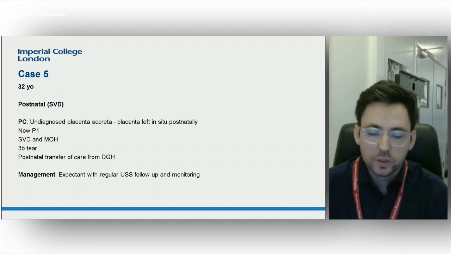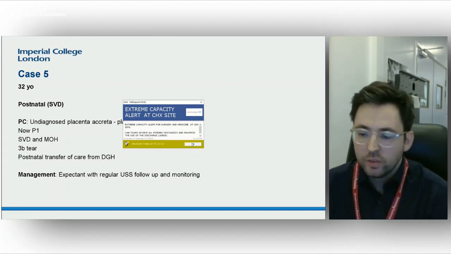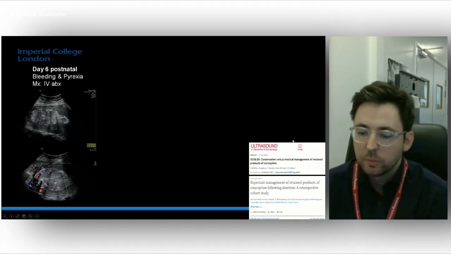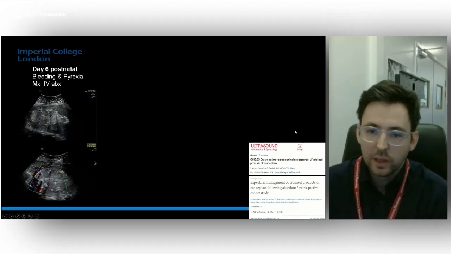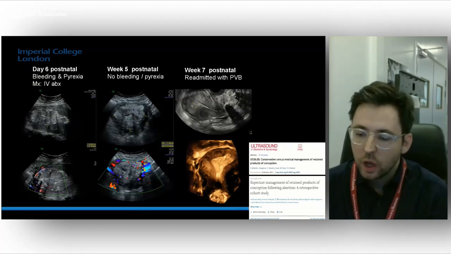Initial management was expectant with regular ultrasounds and monitoring. Within the first week, she had a fever and some bleeding, which was managed with antibiotics, and she improved, and her bleeding stopped by week 5. At week 7, she was readmitted. On the ultrasounds, there was a virtually empty uterus, but a possible mass seen below the cervix.